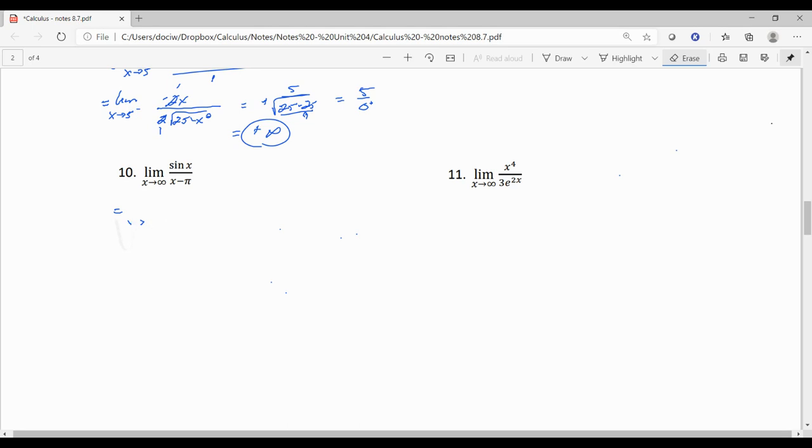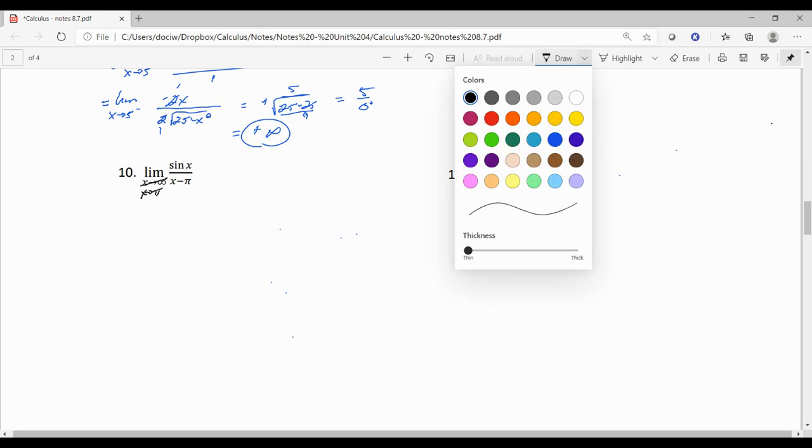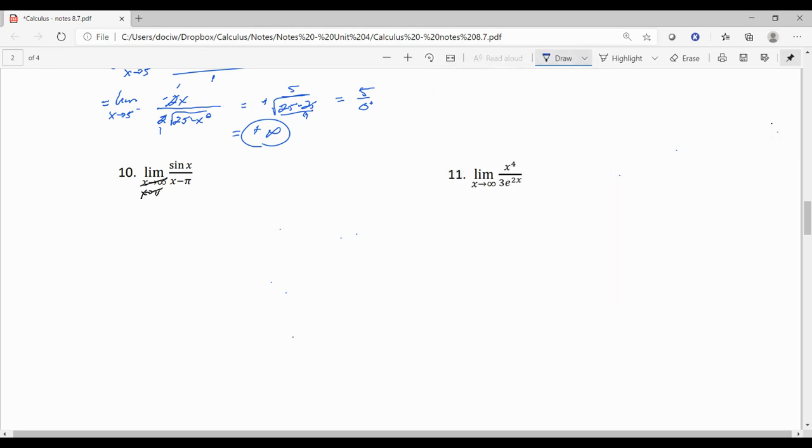Let's suppose that what we wanted to do was not find the limit as x approaches infinity, but find the limit as x approaches pi. This will make more sense. So if I'm going to find the limit as x approaches pi, we're approaching sine of pi divided by pi minus pi. The sine of pi is 0, and pi minus pi is 0. Okay.